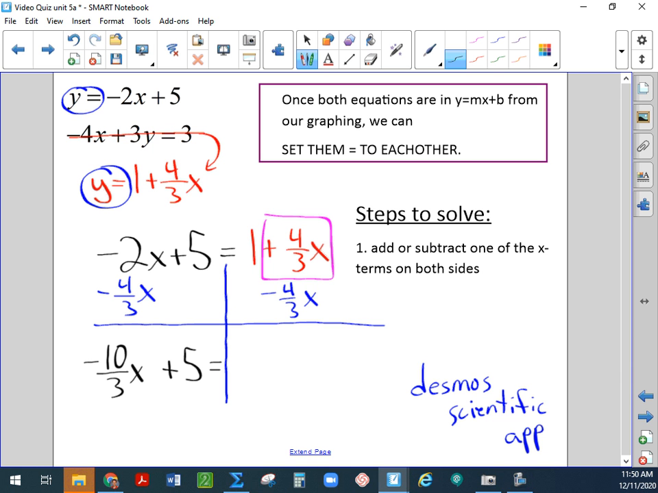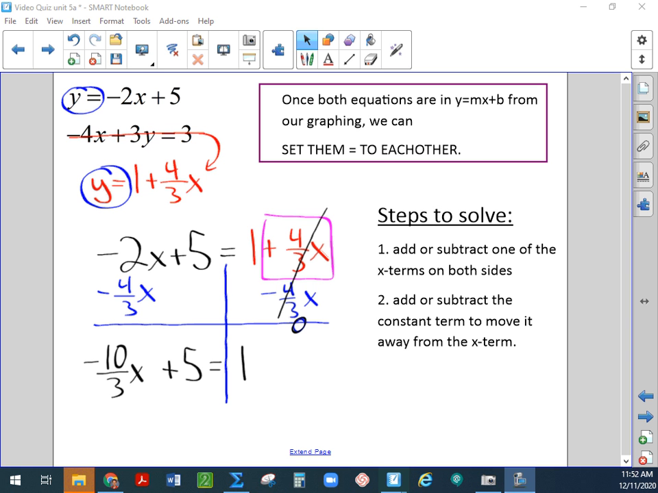So negative 10/3 x plus 5 is equal to 1, and the pink box in my blue term became a 0. It became 1 plus 0, which is 1, because positive 4/3 minus 4/3 is 0. So now I have an equation: negative 10/3 x plus 5 is equal to 1. And feel free to pause the video as we go.